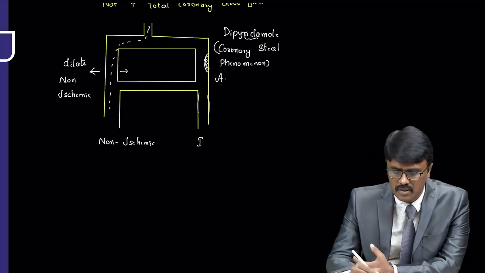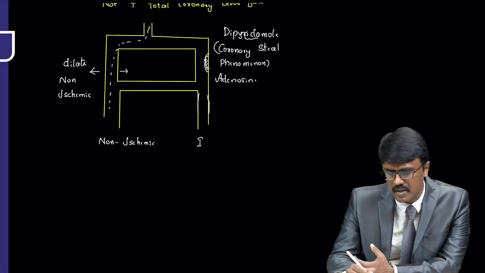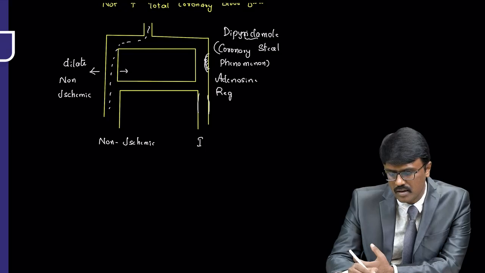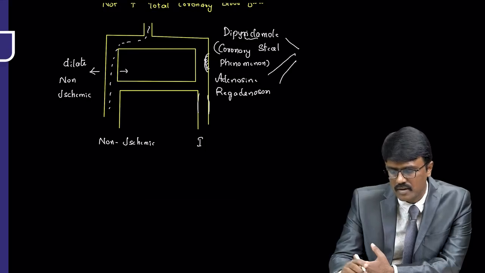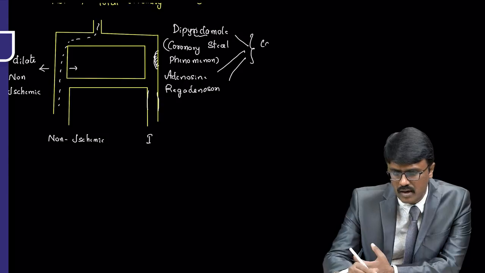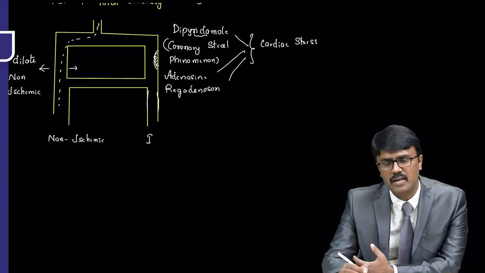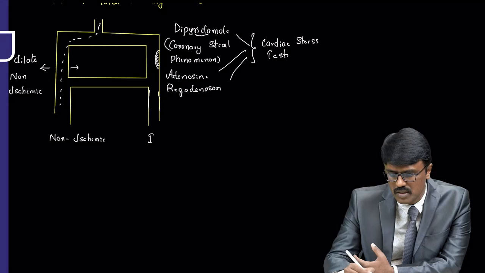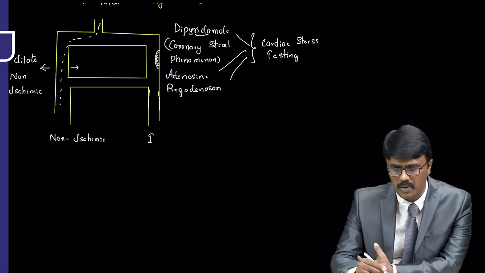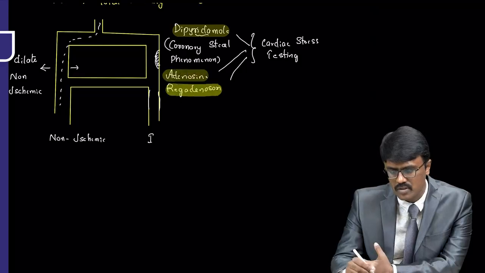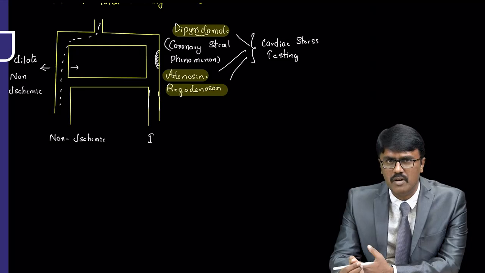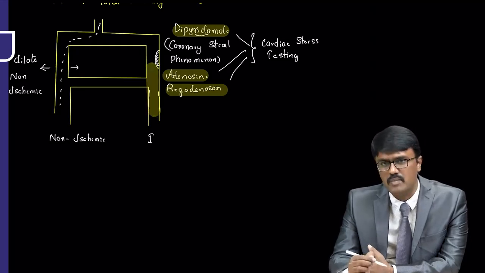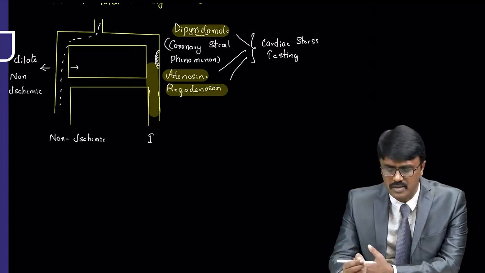Similarly, the other drugs which produce it are adenosine and a drug called regadenosine. So these three drugs are used for a test called cardiac stress testing. Usually we do cardiac stress testing by treadmill. If the patient cannot run, then we use the drugs. Now what will these drugs do? Dipyridamole, adenosine, regadenosine, they are going to cause coronary steal phenomenon and induce ischemia in the ischemic zone, and you can detect ischemic heart disease.